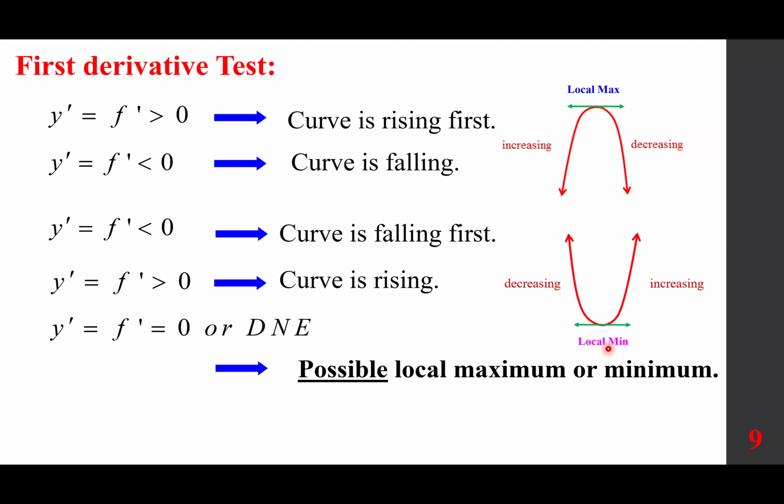Concavity test, what is that? We take the second derivative. If it's positive, the curve is concave up, looking like that. If it's negative, the curve is concave down, looking like that. And where it's 0 or does not exist, those are possible locations of inflection points. So we have to go through the sign graph, and if we notice there is a change, either from concave down to concave up or vice versa, that becomes the point of inflection.